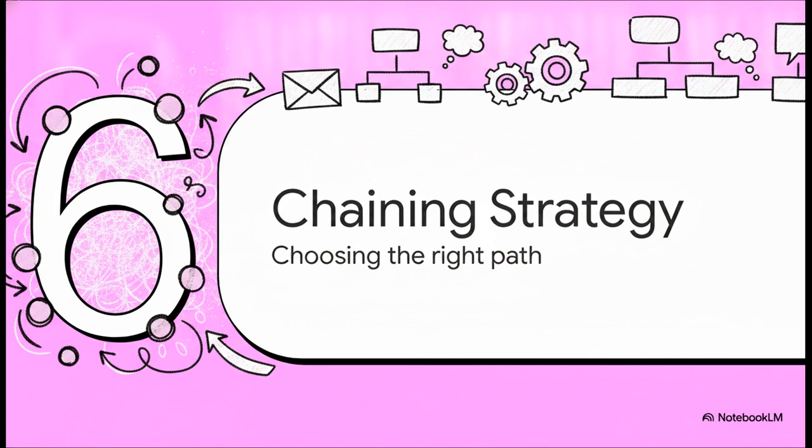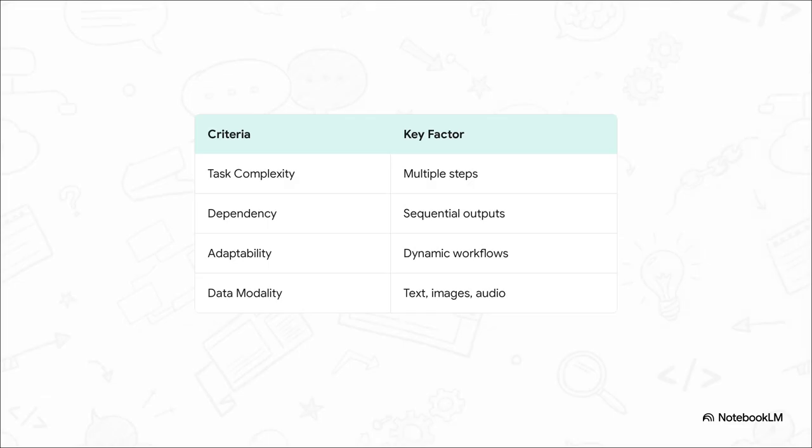All right. Section 6. Choosing your chaining strategy. Let's wrap up by exploring how to apply this to your own projects. So before you write a single line of code, you really need to evaluate these 4 criteria to ensure your application architecture is actually efficient. First, task complexity. If you have multiple steps, use runnable workflows or few-shot examples to structure them. Second, dependency. If step 2 absolutely requires the exact output of step 1, then sequential chaining is your best friend.